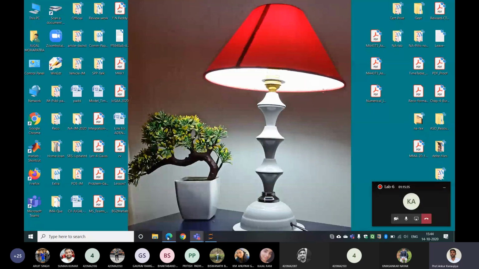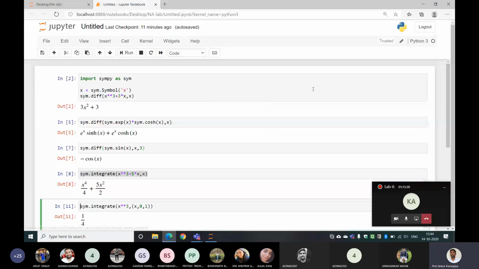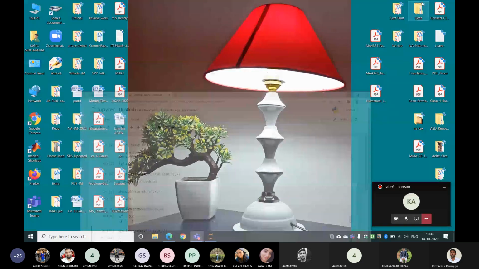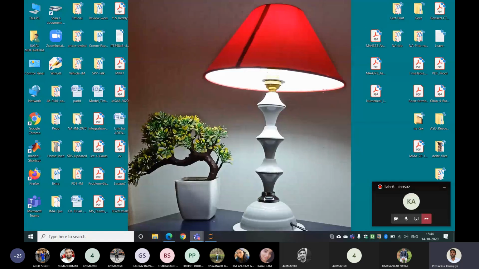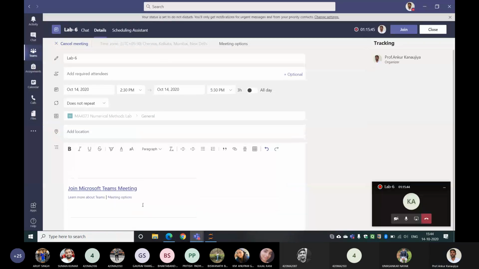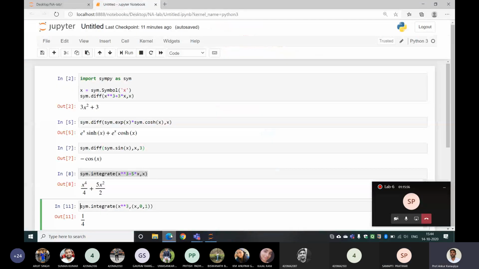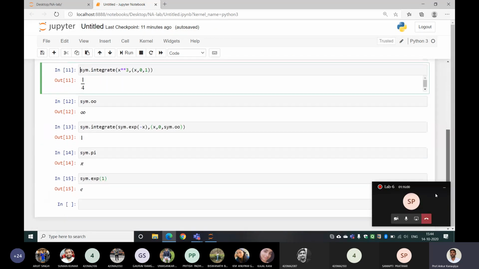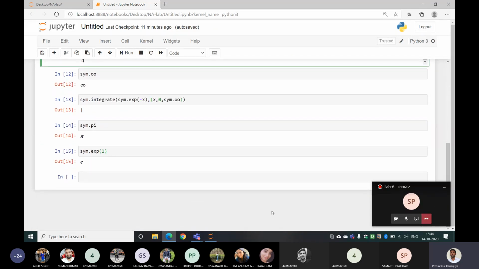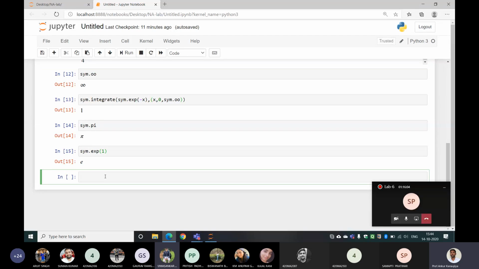I will start numerical integration. So can anyone tell the formula for trapezoidal rule? What is the formula? Trapezoidal rule: h/2 times f of x0 plus f of x1. Okay, fine. Everybody agree with her? h by 2 times f of x0 plus f of x1, add it, multiply by h by 2, you will get the integration, right?